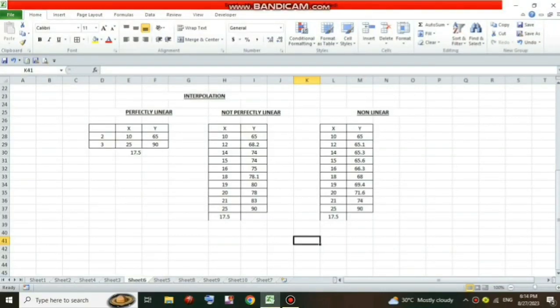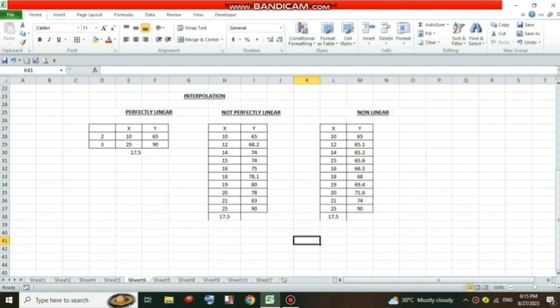Hello everyone, welcome to this class on spreadsheets for engineers, and in this class let's learn interpolation. You have two topics over here, that is interpolation and extrapolation. Interpolation refers to predicting values that are inside of a particular range of data points, while extrapolation means predicting values that are outside of a range of data points.